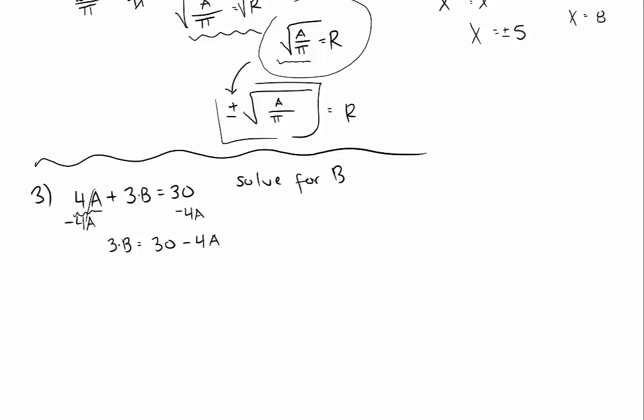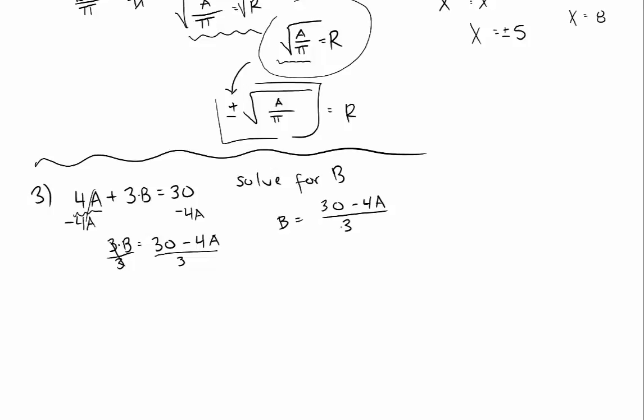And again, this is 3 times b, and we want to get rid of the 3 so b is all alone. So we're going to divide by 3. 3 over 3 is simply 1. And so our equation looks like this. I have to divide both sides, the other side, exactly what I did to the other side. So I have to divide that by 3, and our equation looks like b equals 30 minus 4a divided by 3. And that's the answer in the back.